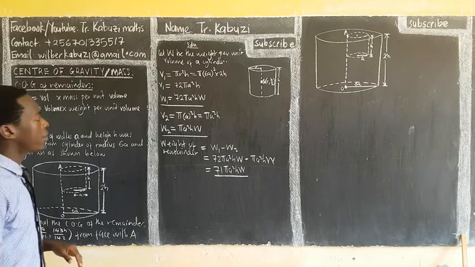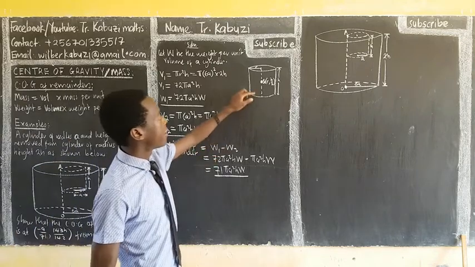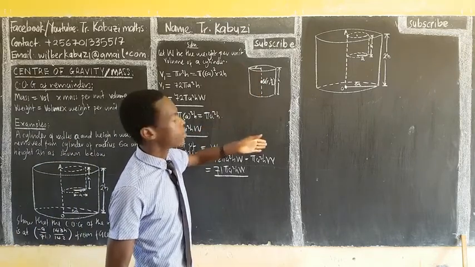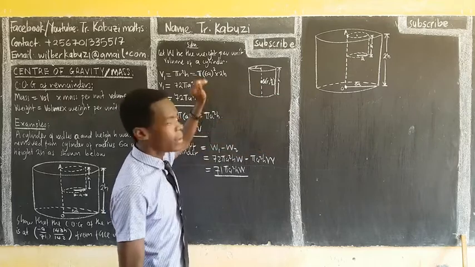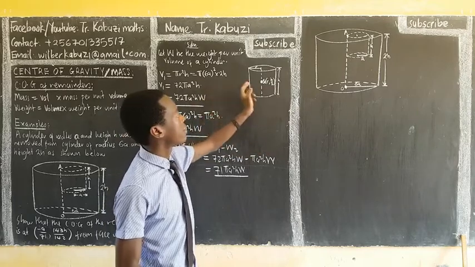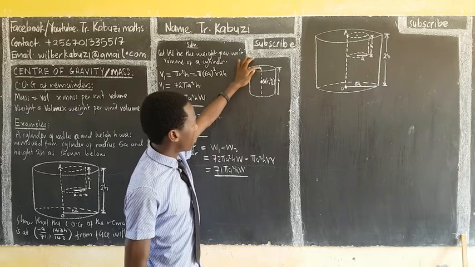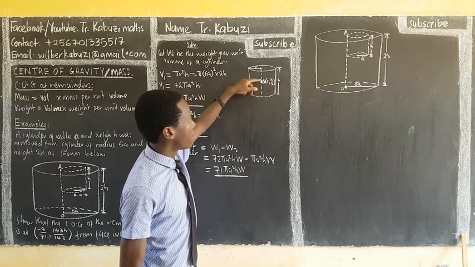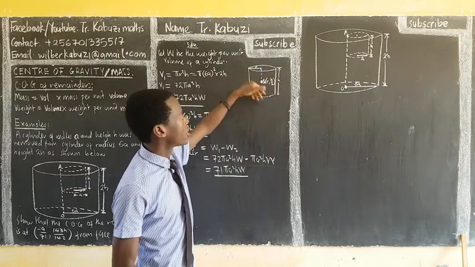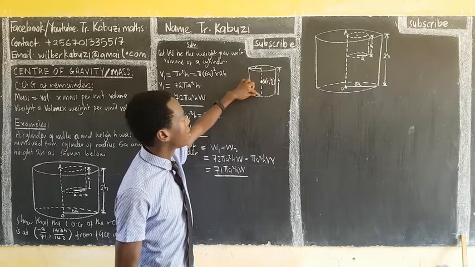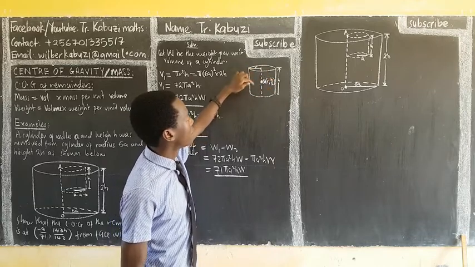Now, we know that a cylinder is symmetric about the vertical. So from the top, it is h over 2, or from the bottom, because it is symmetric in the middle. That's as simple as that. So you get the height divided by 2.